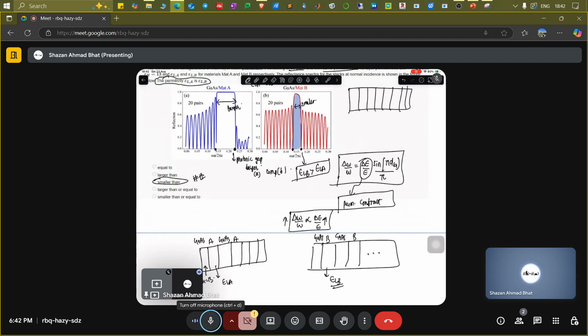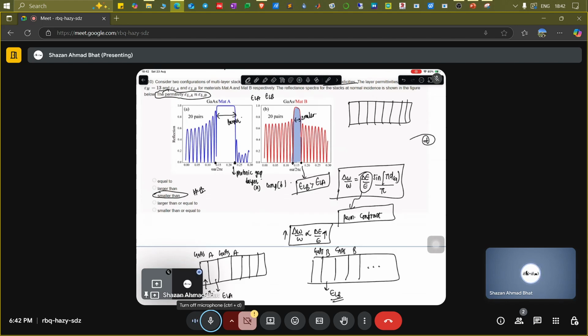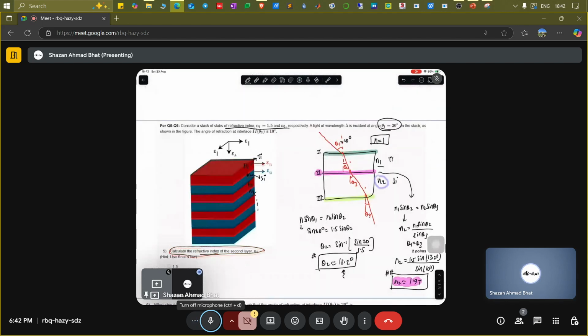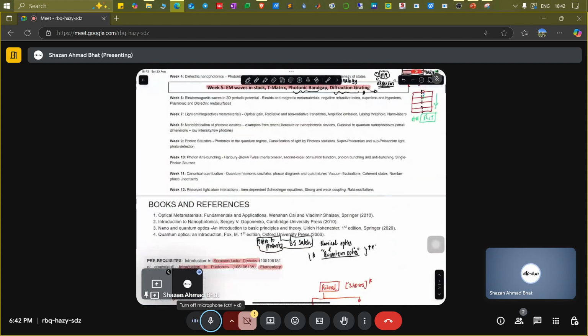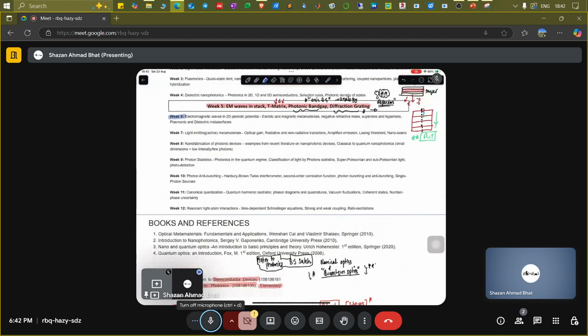So we are done with today's session. If you have any questions, you can just post them or mail me, and we will meet next week for week 6, where we're going to see electromagnetic waves in 2D crystals, electric and magnetic metamaterials, hyperlens, superlenses, negative refractive index, a weird concept. The refractive index becomes negative, but it's not weird, because we showed you if you have an imaginary component of refractive index, permittivity and permeability.